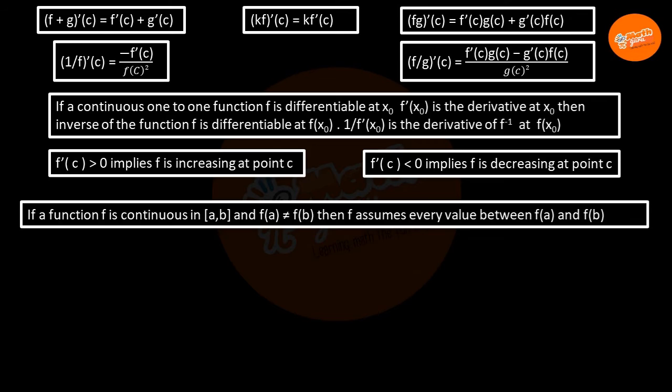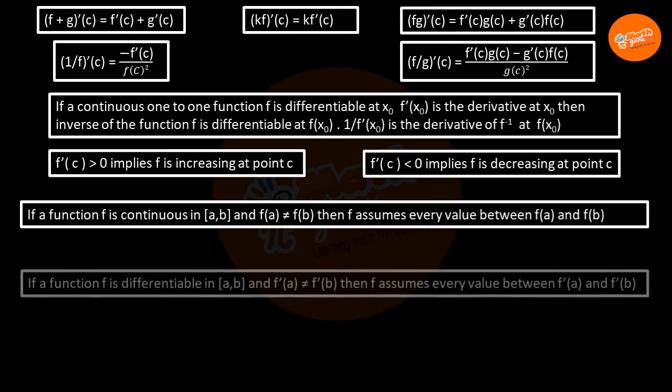If a function is continuous on a closed interval [a, b] and f of a is not equal to f of b, then f assumes every value between f of a and f of b.